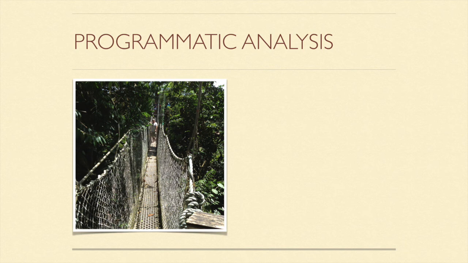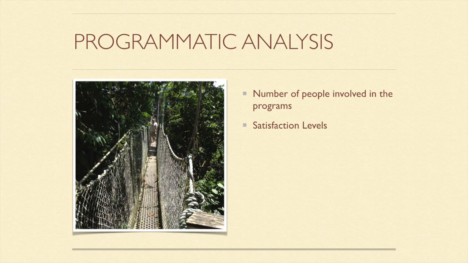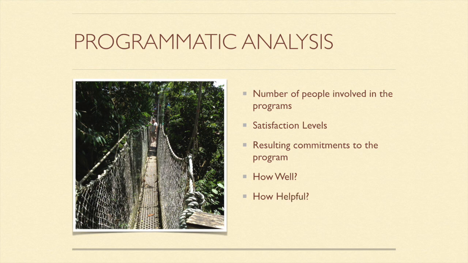Once an ecotourism program is underway, it is important to track the program with ongoing evaluations. Programmatic evaluation includes questions such as how many people are participating in the programs, what are their satisfaction levels, and what are the resulting commitments to the success of the program. A typical evaluation question might include how well the program was received, or how helpful the program was, or how hopeful participants are for the change occurring.